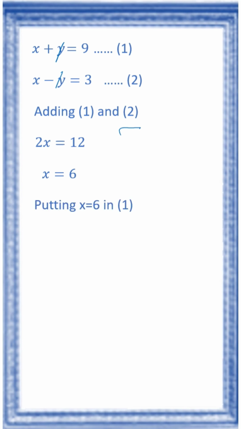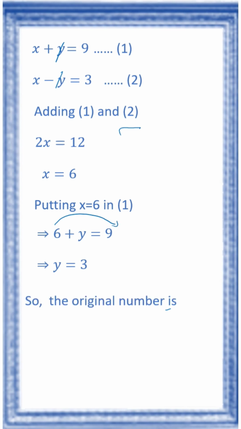Putting x is equal to 6 in equation number 1, 6 plus y is equal to 9. Transpose 6 to this side. So y is equal to 3. So the original number, we know that it is 10x plus y. x is 6. 10 into 6 plus 3. That is 63.